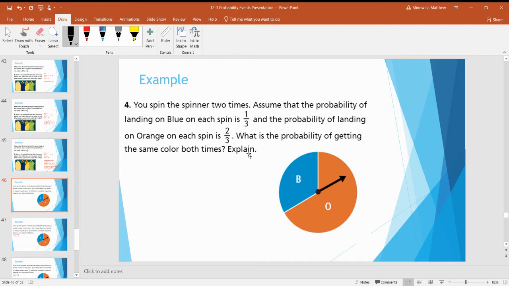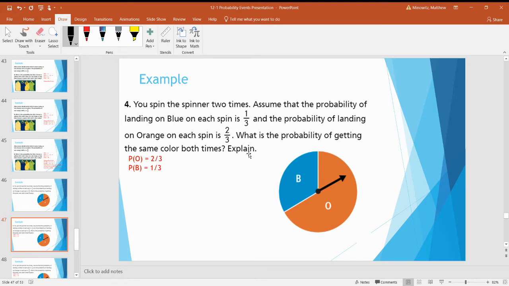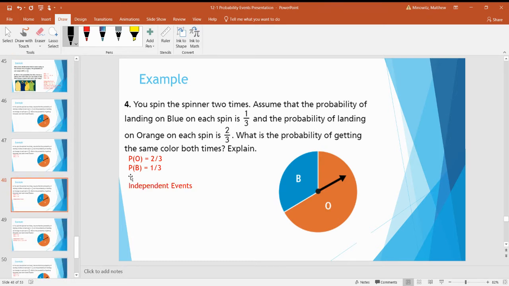So we have 2 different situations that we could have here. Okay, first I like to write my probabilities. I always love writing down information, making a table of data. Okay, the spinner is independent. If I spin an orange once, it doesn't mean that I can't spin orange the second time or that blue's any more likely. The spinner is going to stay the same. So I like to mark it down that I have independent events.